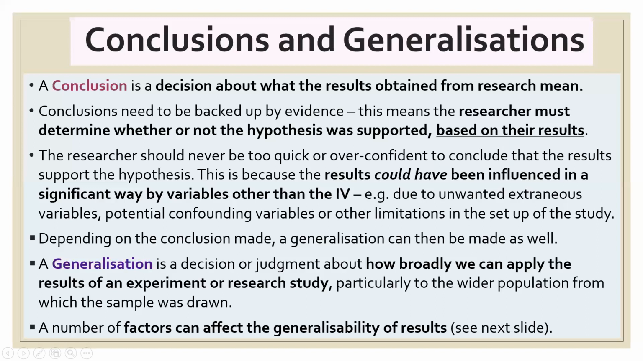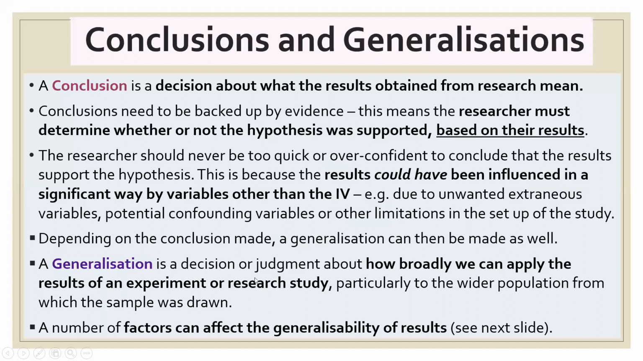Now, obviously, the generalization is influenced by what kind of conclusion is made. Okay, so the conclusion happens first and then the generalization happens after that. The generalization is a broader decision or judgment about how broadly we can apply the results of an experiment or research study, particularly to the broader population from which the sample was drawn. Essentially what this means is that if my results are pretty good, my results support the hypothesis, and there's not many extraneous or confounding variables that I can note down from my study, I can then potentially go on to make a generalization.